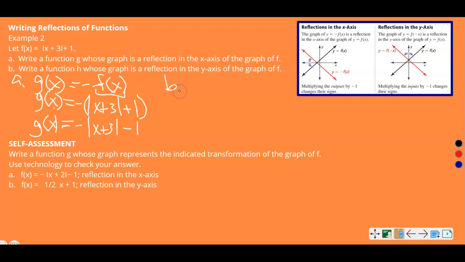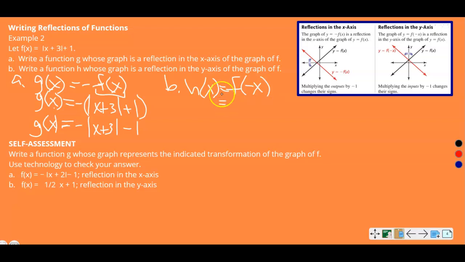All right, B part says the function h, so we're going to have h of x is a reflection about the y-axis. All right, if you see over here, if it's a reflection about the y-axis, that means it's f of negative x. So we're going to have f of negative x. And then we're simply going to plug in our function like we did before.